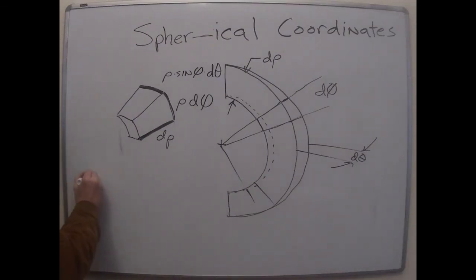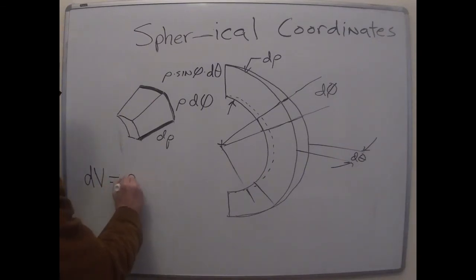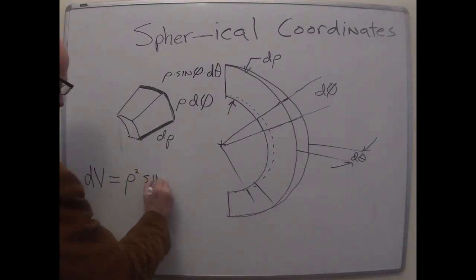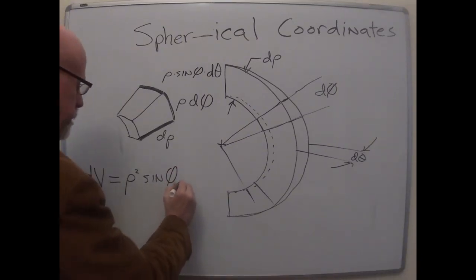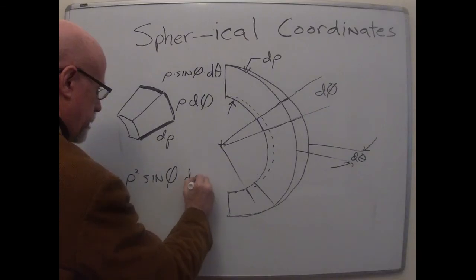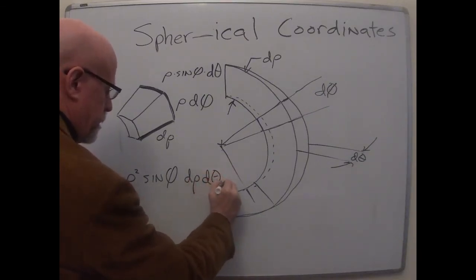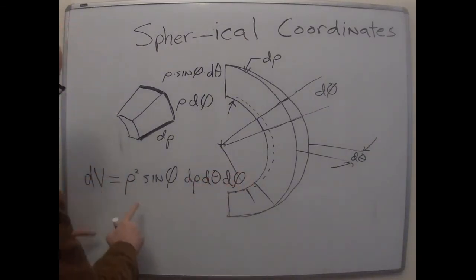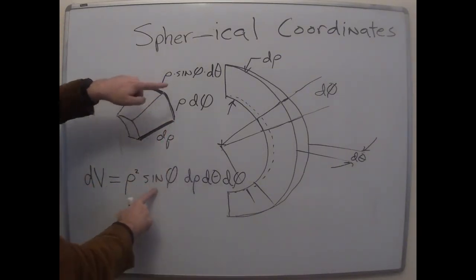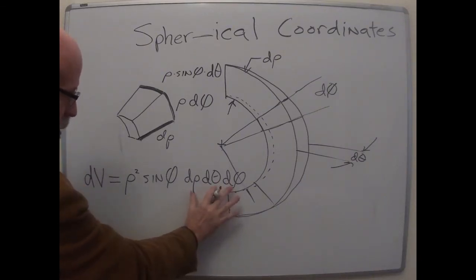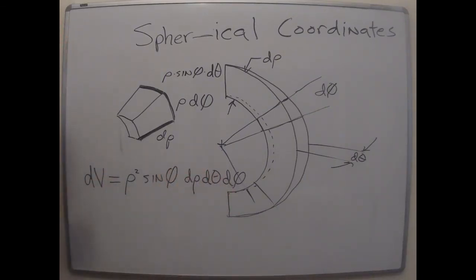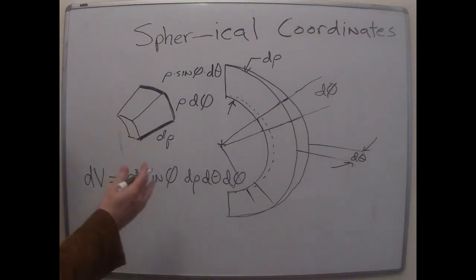So, differential volume in spherical coordinates is this: rho squared sine phi d rho, d theta, d phi. I get a rho from each of these two, and I get a sine phi from that one, and then I get the three differentials. Now, those could be written in plenty of other orders, depending on what was convenient for doing the integrals.